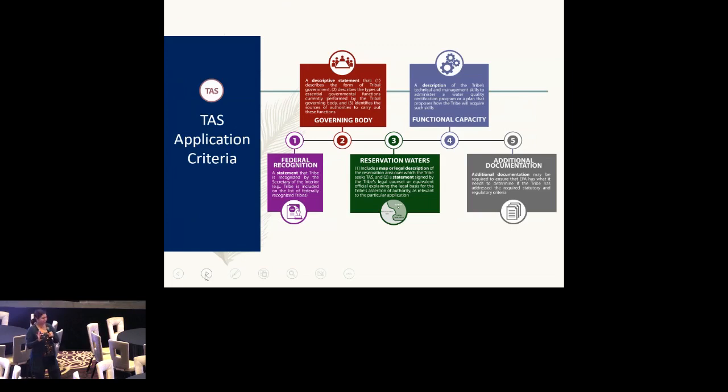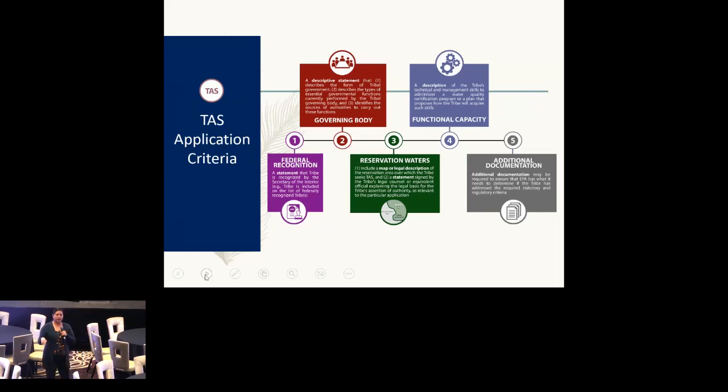Okay. So if you have gone through that process before, then it's very similar to this. It's just a little bit more, we would require a little bit more information. You need to be federally recognized. So we just ask for your name highlighted in the list of federally recognized tribes. You need to have a governing body. So that would be a descriptive statement that we could walk you through.